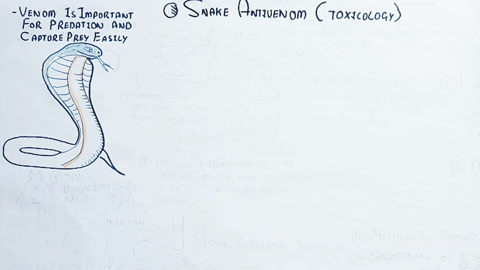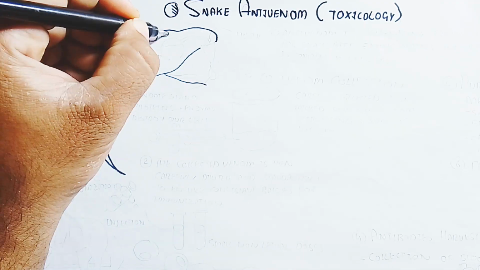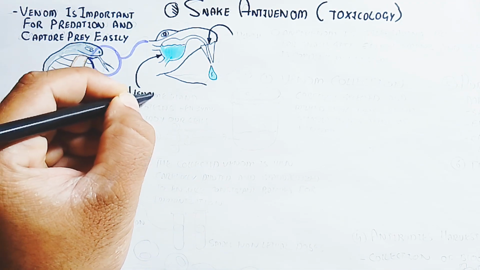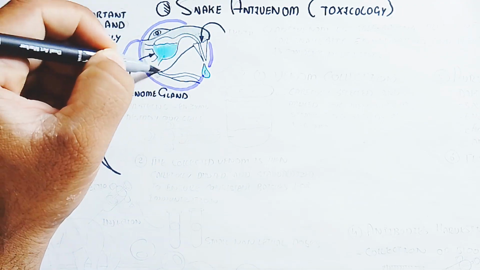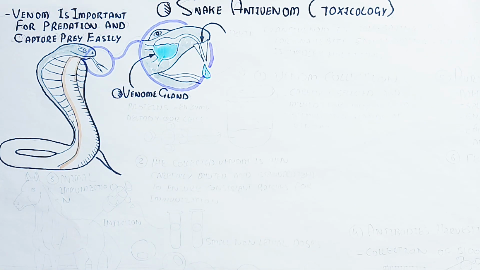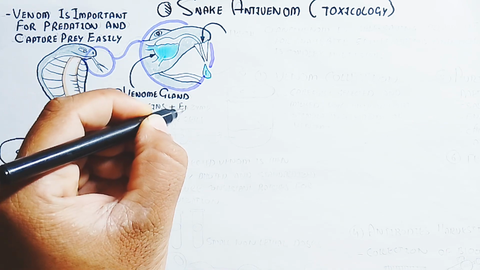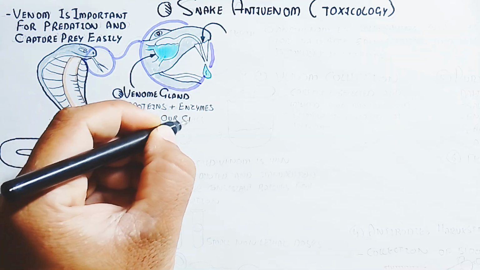Each tooth contains a hollow tube in the middle, so both teeth contain a duct. Here is the venom gland, which contains the venom, and the venom is released from the teeth through the venom duct. Oh sorry, the glandular duct, or gland duct.